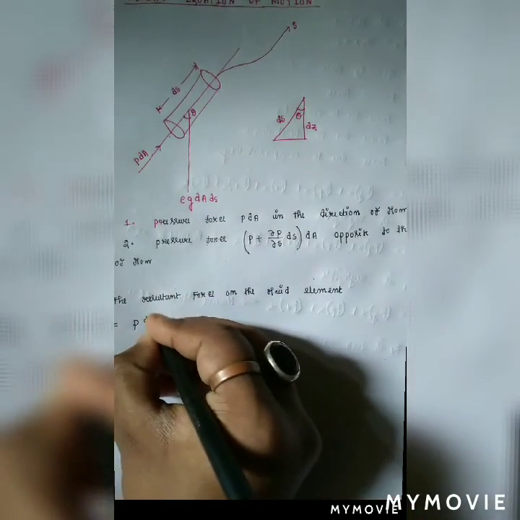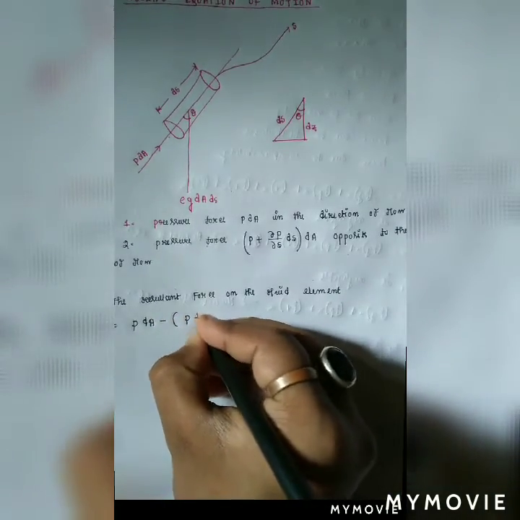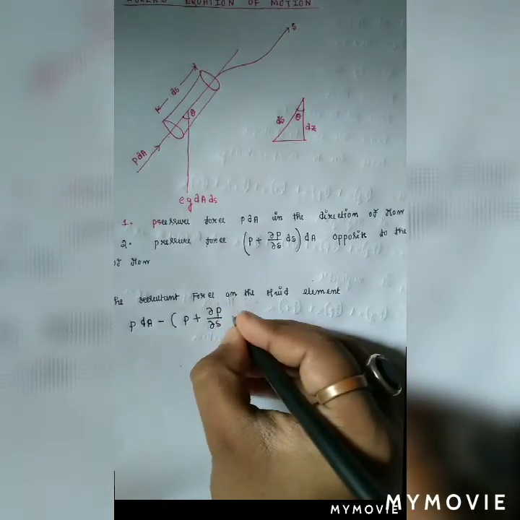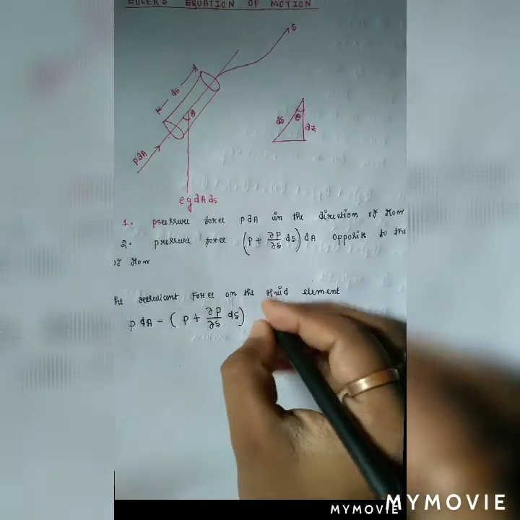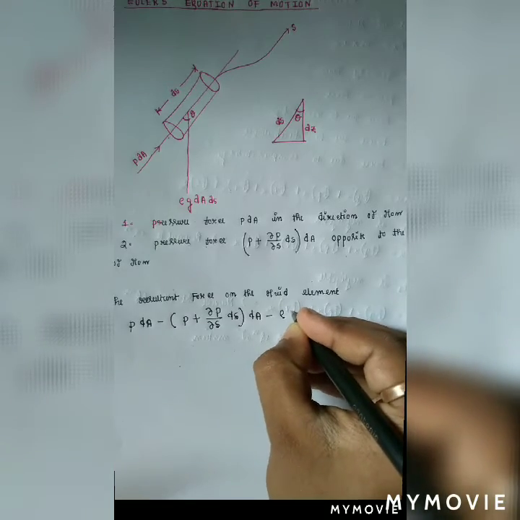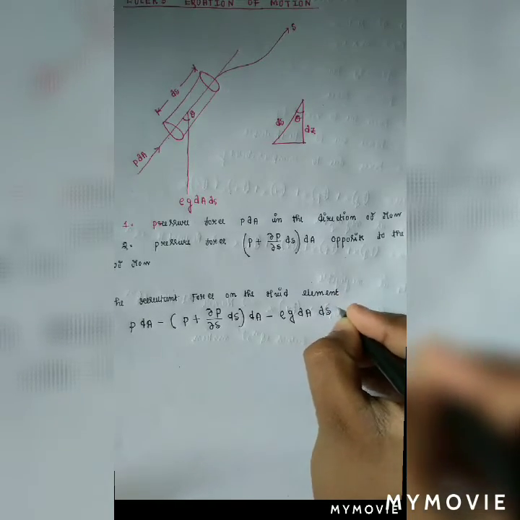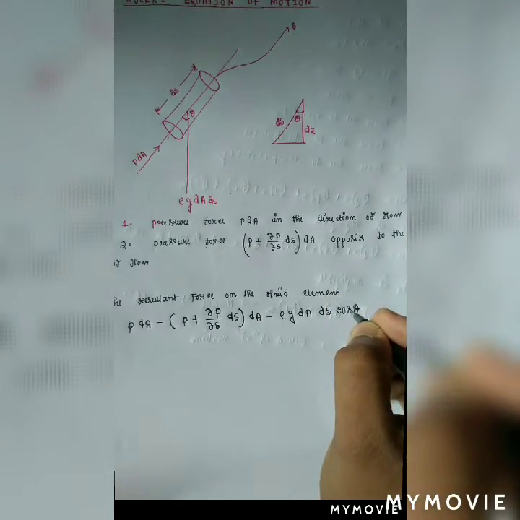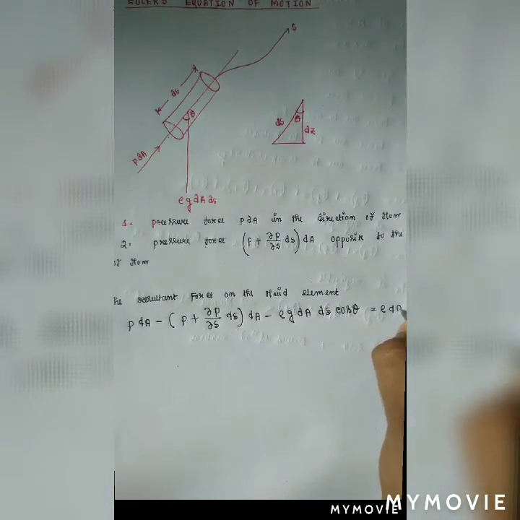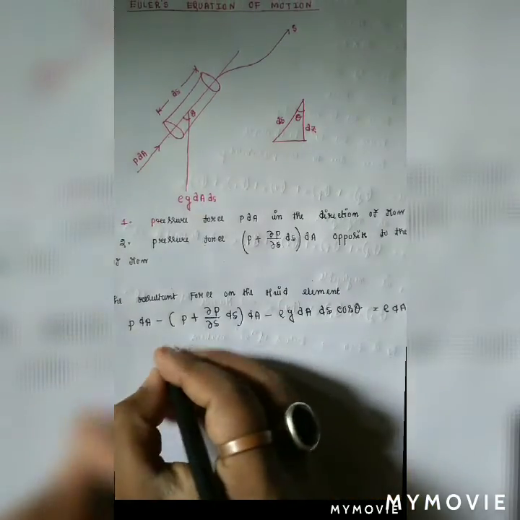The forces acting on the cylindrical element are, number one, pressure force. You can see pressure force P dA is written in the direction of the flow, and P plus del P is opposite to the flow. The net force acting on the element is P dA minus (P plus del P by del s into ds) into dA, minus, along the opposite direction, rho g dA ds cos theta, equal to rho dA ds into as.